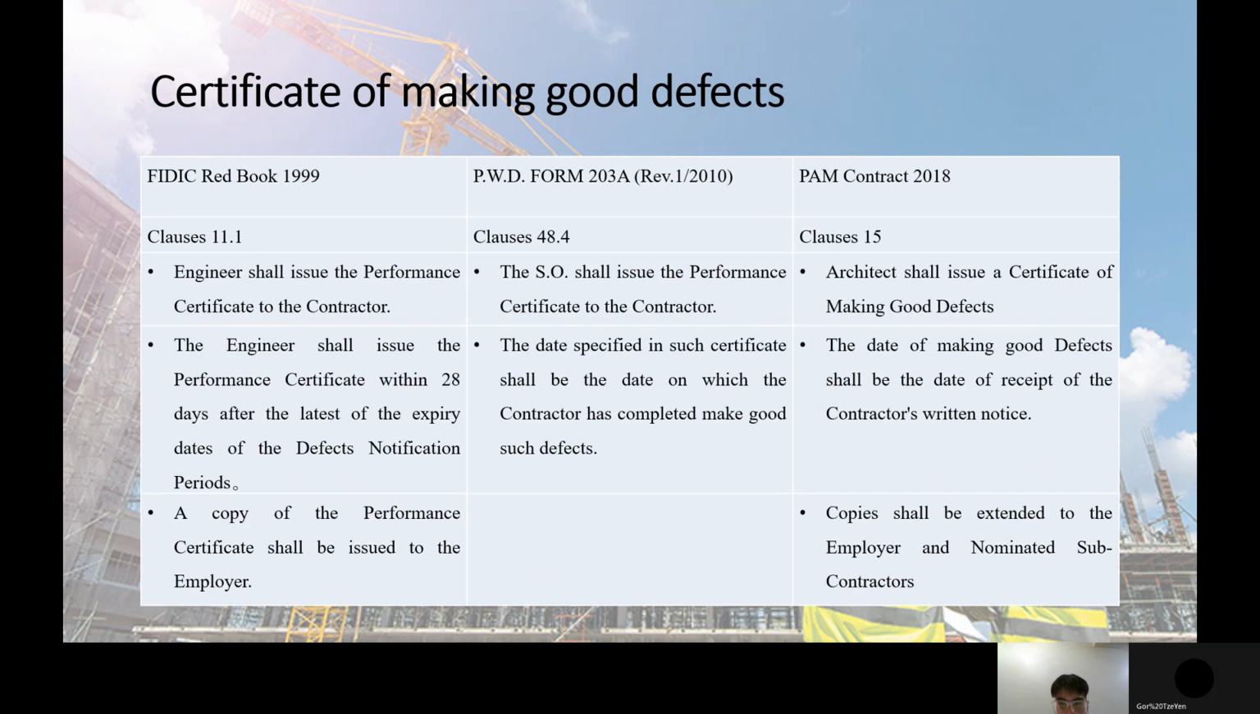It uses clause 15. The architect shall issue a certificate of making good defects. The date of making good defects shall be the date of receipt of the contractor's written notice. All of the copies shall be extended to the employer and the nominated subcontractor.